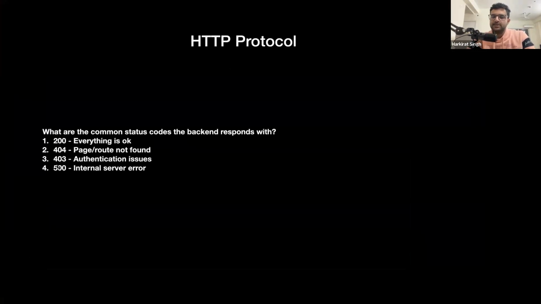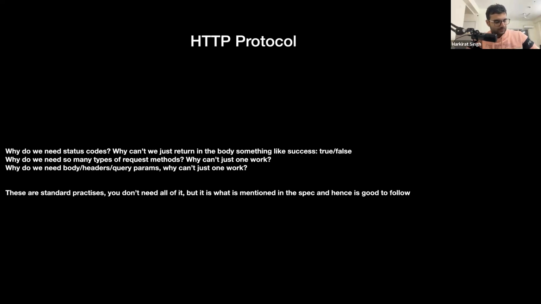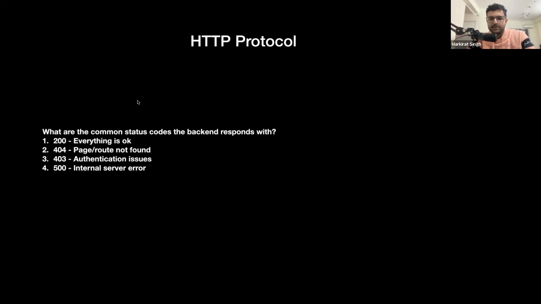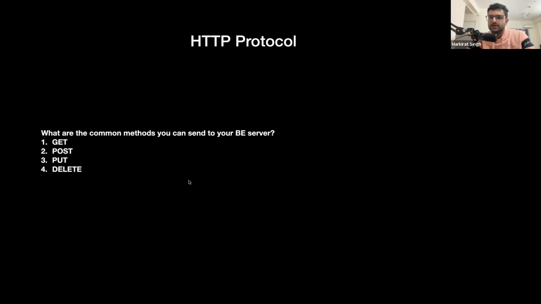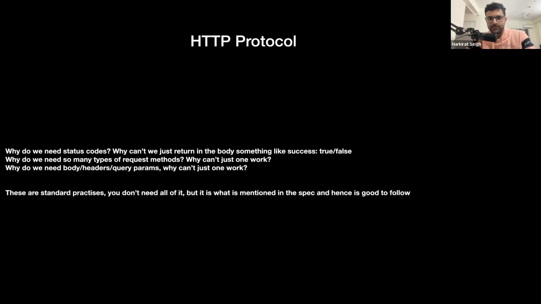Lastly, 500 is a status code you get back if there is some bug in your backend. If your backend crashes, then you usually respond back with the 500. If there is some error, you're not able to process a request. All right. This is the status code section. This is the methods section. And you don't have to follow these conventions, but it is good to follow them.